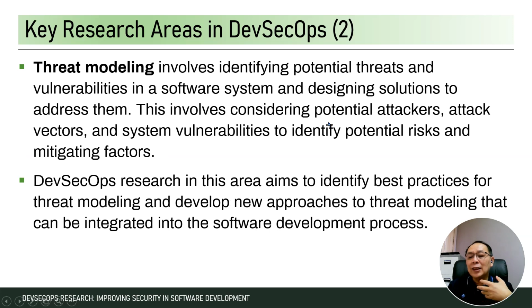And then the next one is threat modeling, which involves identifying potential threats and vulnerabilities in a software system, and also designing solutions to address them. This would involve considering potential attackers, attack vectors, and system vulnerabilities to identify potential risks and mitigating factors. The DevSecOps research in this area would aim to identify best practices for threat modeling, for example, and develop new approaches to threat modeling that can be integrated into the software development process.